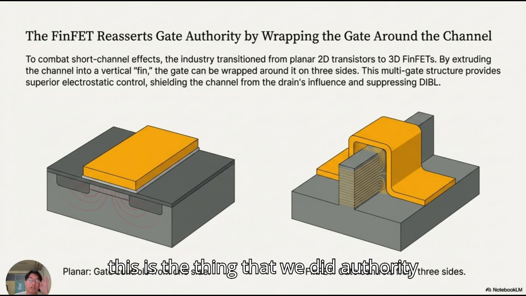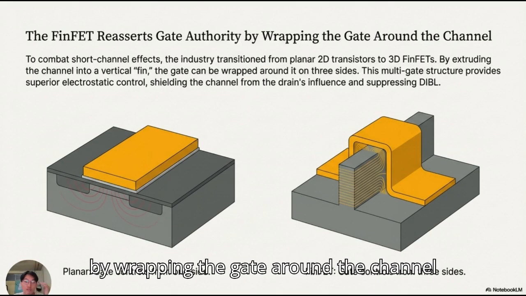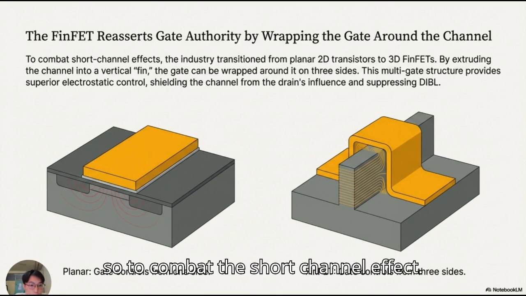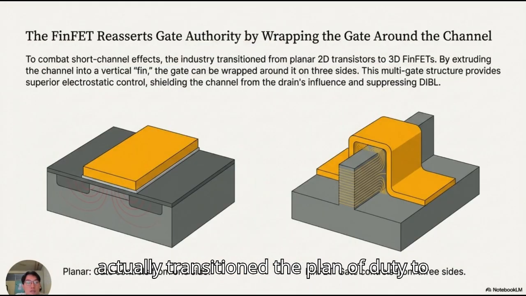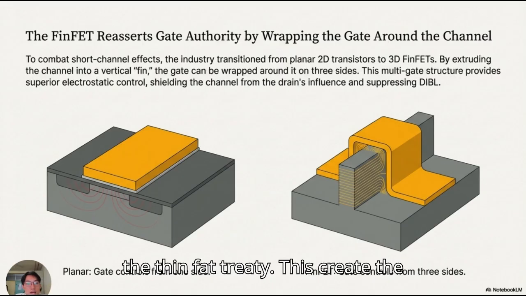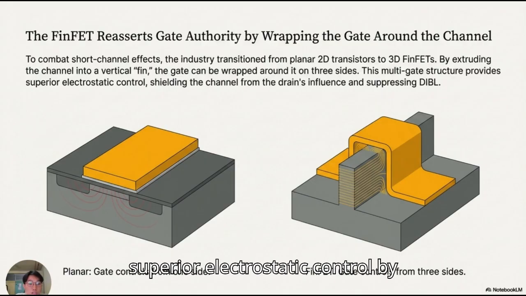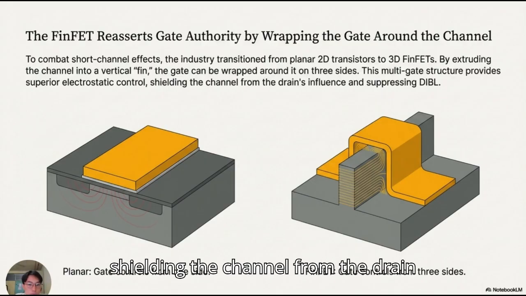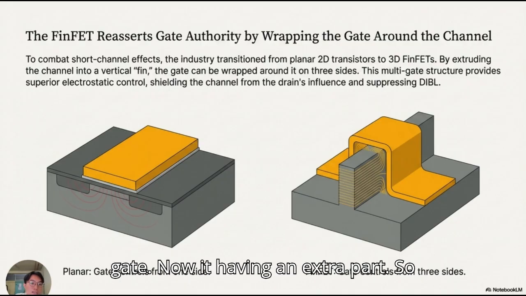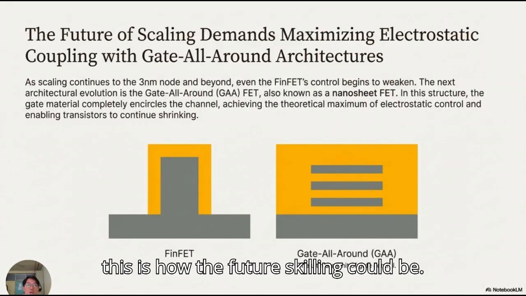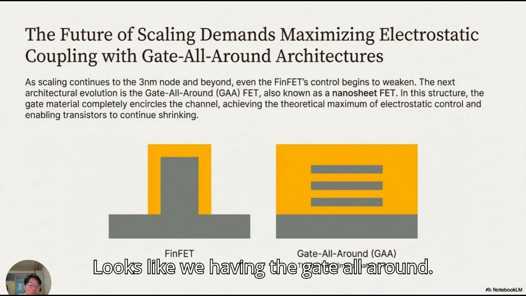And this is how the FinFET realizes gate authority by wrapping the gate around the channel. To combat the short channel effect, which we mentioned before, the industry transitioned from planar 2D to FinFET 3D. This creates the extra part that provides superior electrostatic control by shielding the channel from the drain influence. It used to be source, drain, and gate. Now it has an extra part.